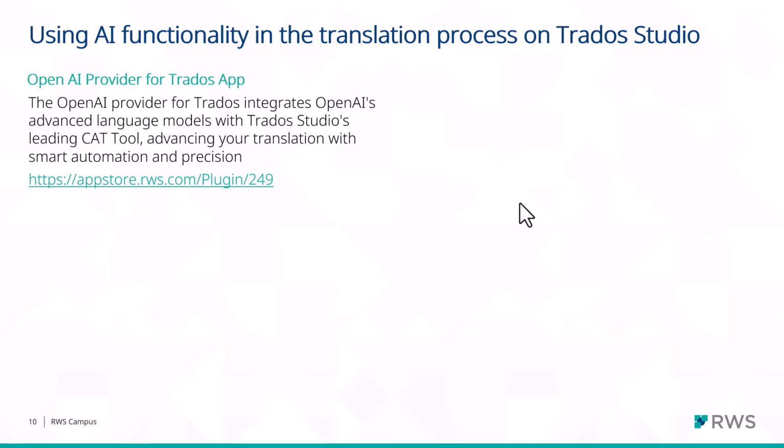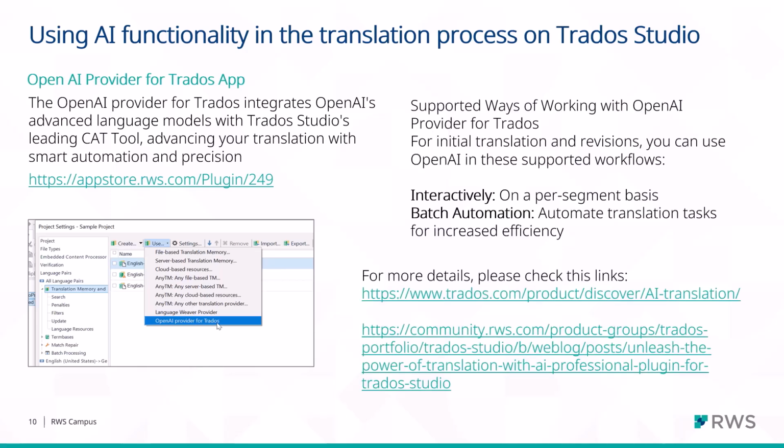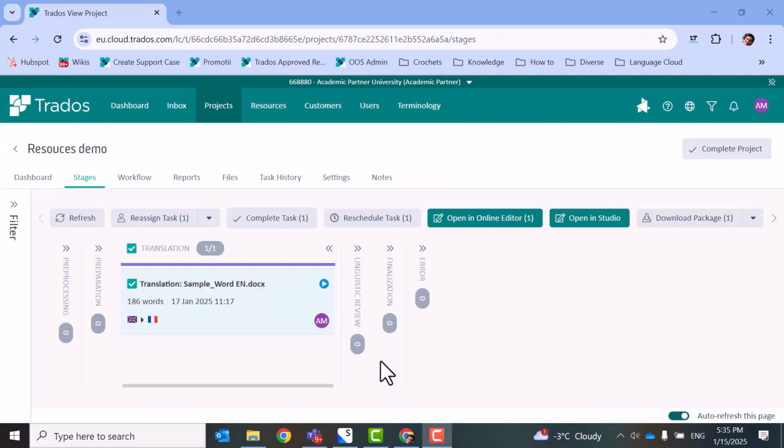Here is the link. The app is free, but in order to be able to use it, you need to have a subscription with OpenAI or Azure OpenAI. This subscription is a paid one. For other details about the AI, you will see these two links that are very detailed. Now, in the following video, we will see how to use these resources on the Trados desktop application.